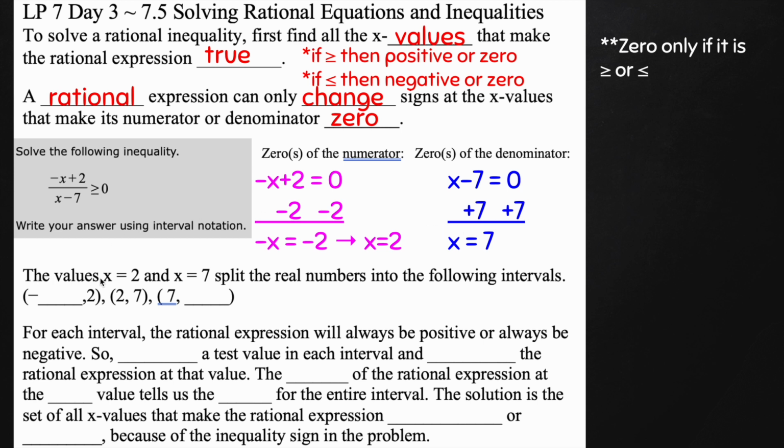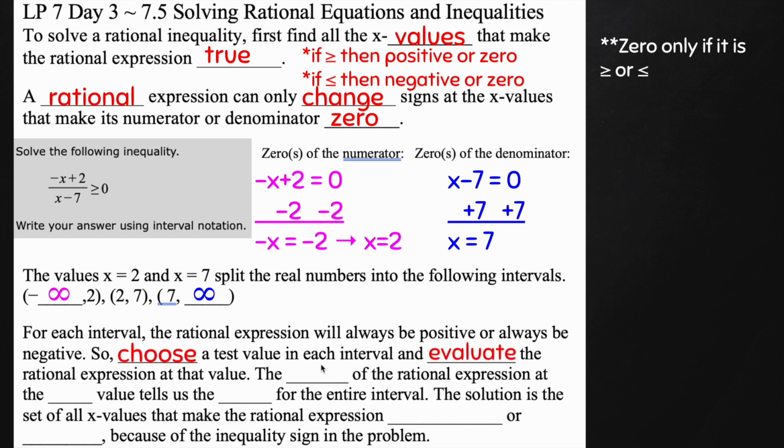The values x equals 2 and x equals 7 split the real numbers into the following intervals. We have one interval in the middle, between the 2 and the 7, and then two intervals on the outside, one on the left and one on the right: negative infinity to 2, and 7 to positive infinity. We need to figure out which interval is the correct one, or if there's more than one. For each interval, the rational expression will always be positive or always be negative.